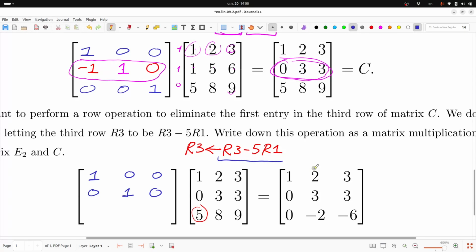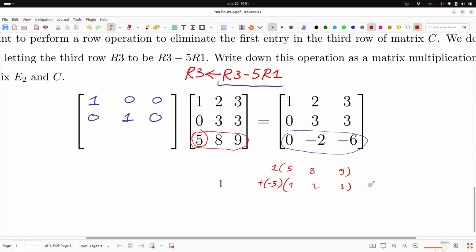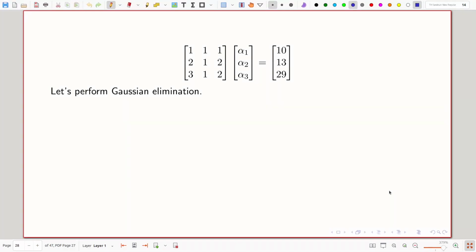Should be easy, okay? So the last row will be, what would the last row be? Be 1 unit of this, and what else? What else do you need? This row. So this row is basically this, right? 1 times 5, 8, 9, plus minus 5 times 1, 2, 3, right? So this row would be, I put 1 here, and I don't use any of the second row, right? So put 0 here. And what should I put here? Minus 5.